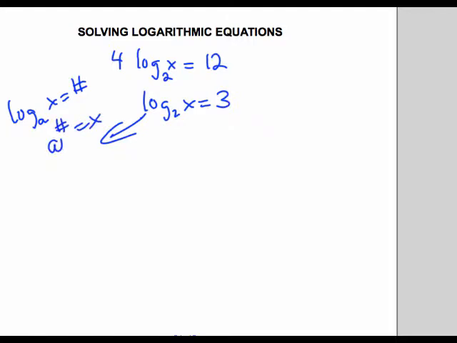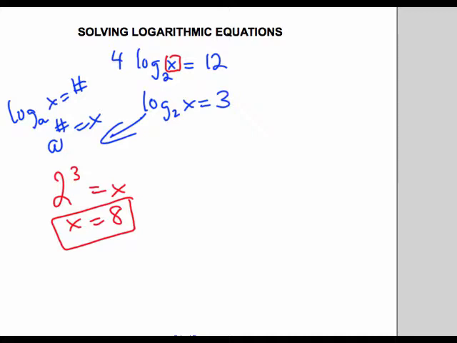So in this case, this is 2 to the exponent 3 is equal to x, so x is 8. The one thing you need to do with logarithmic equations is check, because remember that logs do have restrictions. The argument can't be negative. So when we plug our 8 back in, this is not turning out to be 0 or a negative value, so our answer should be good.